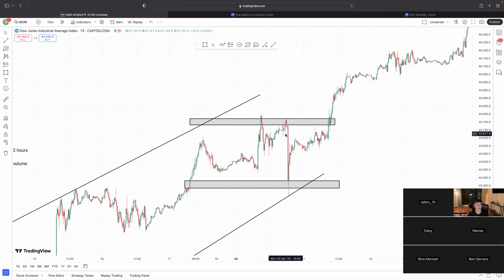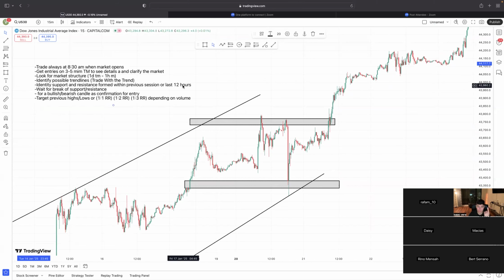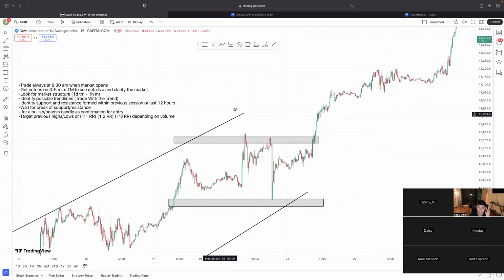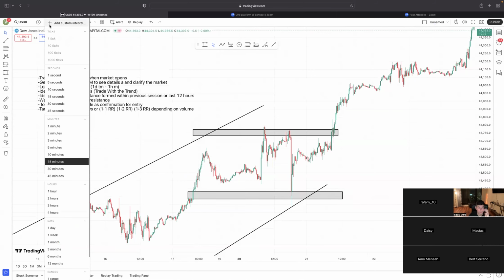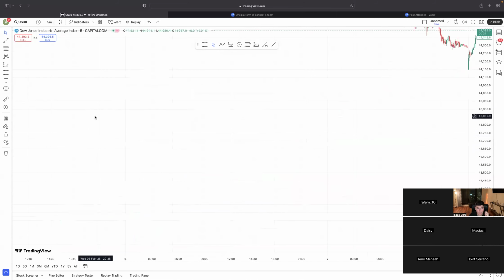Now I have identified market structure: we are bullish. Trend line: we are bullish. Support and resistance: we already identified them. Now we are going to look for our entries on the 5-minute time frame. We are going to go to the 5-minute time frame, 5 minutes.